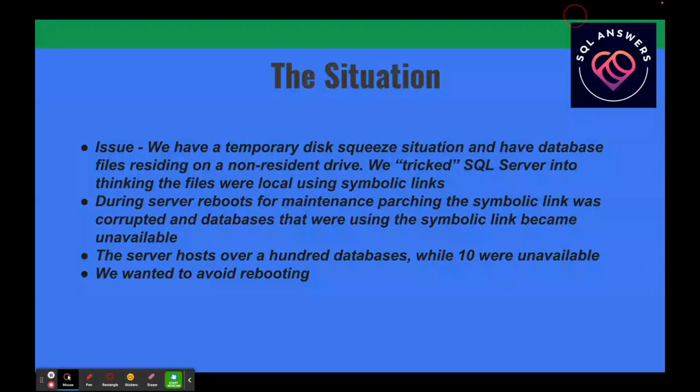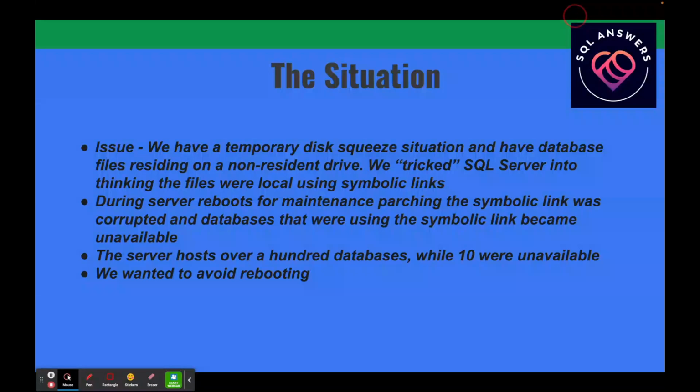So we needed to get some temporary space from another server. What we did was we tricked SQL Server into thinking the files were local using symbolic links. We created, at the operating system level, some symbolic links that pointed to another drive on another server. And then we granted the necessary privileges so that the SQL Server instance could read and write to those locations. During server reboots over a maintenance weekend, there was patching going on, so the servers were being rebooted. Well, this symbolic link became unavailable and corrupted.